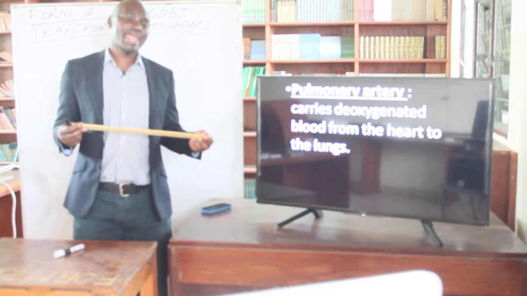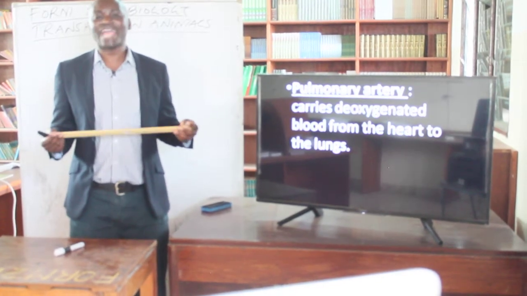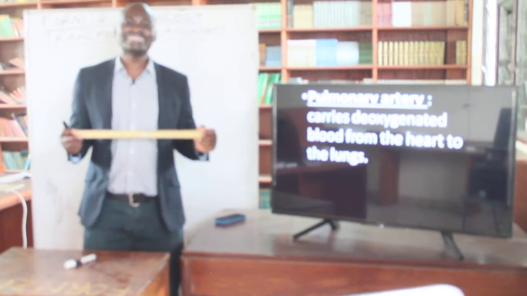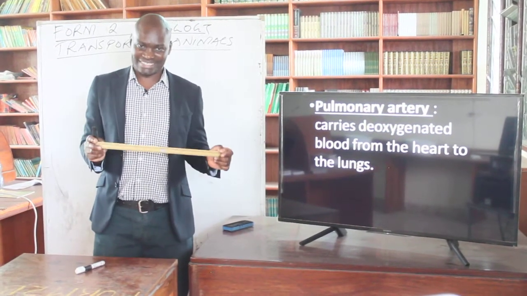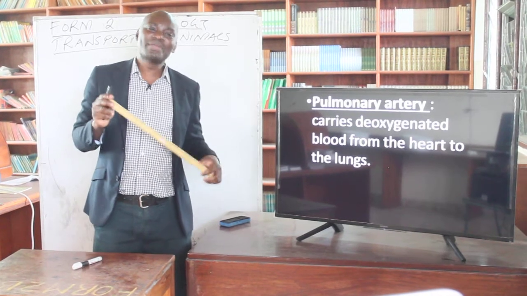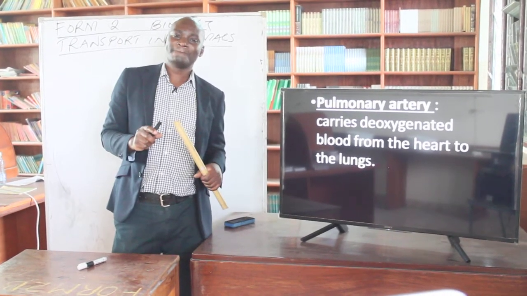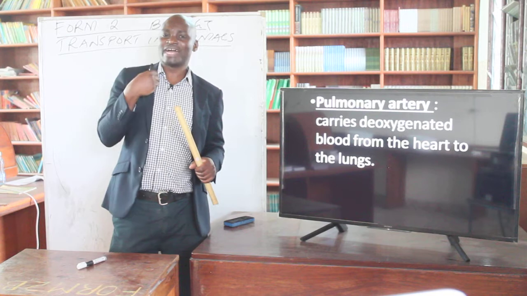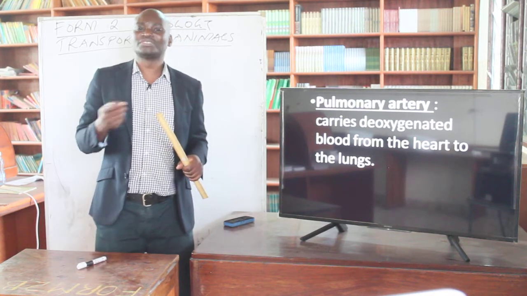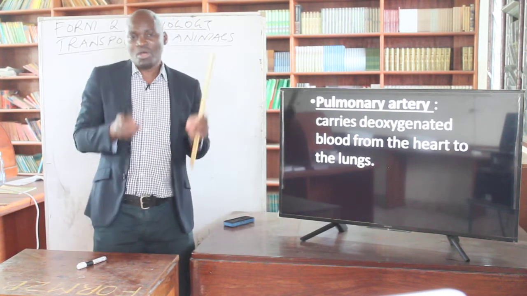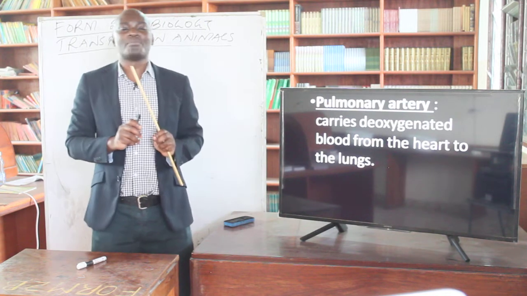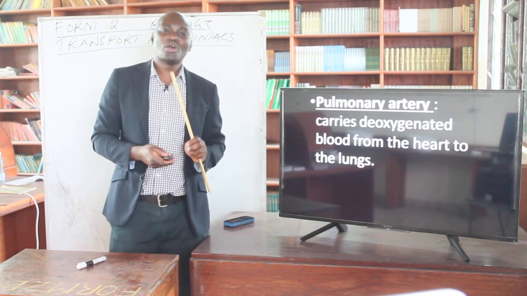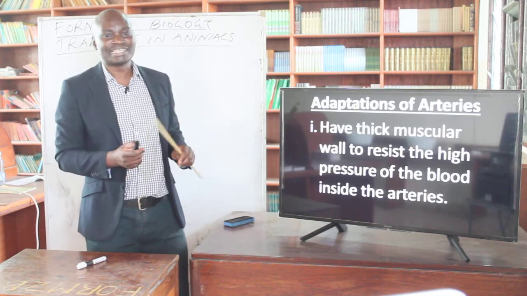And what does the pulmonary artery do? We have seen that the pulmonary artery connects the lungs and the heart. So it carries the blood from the heart to the lungs for oxygenation. So when the blood reaches the lungs, it drops carbon dioxide, but picks what? Oxygen. That is the pulmonary artery.